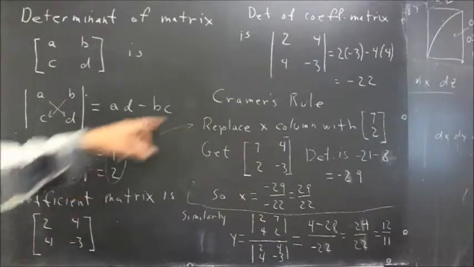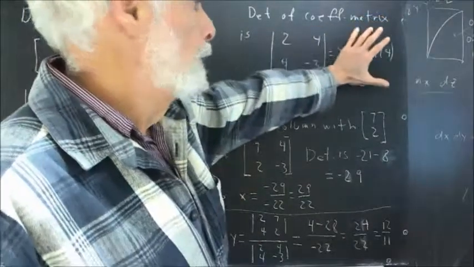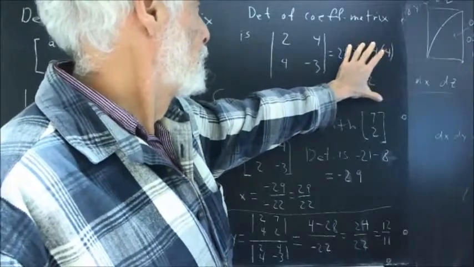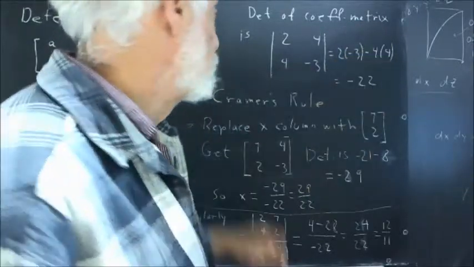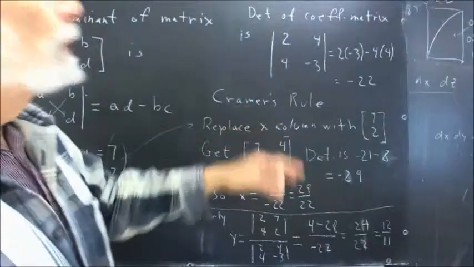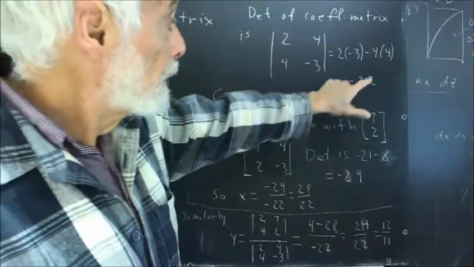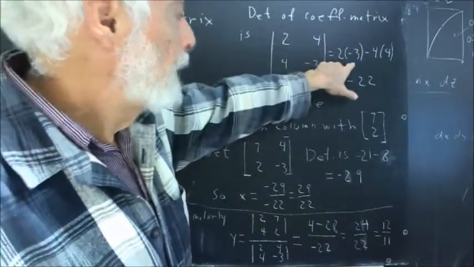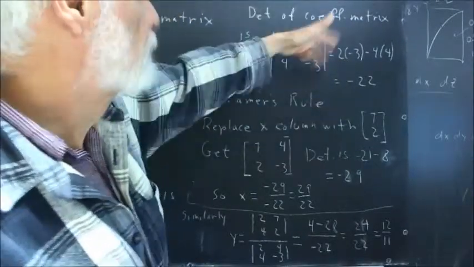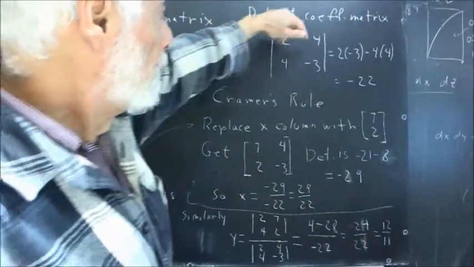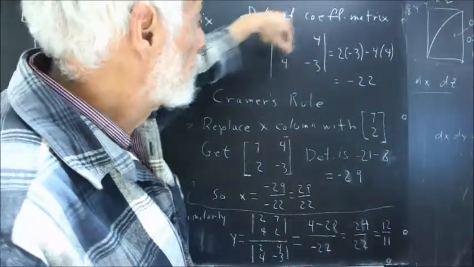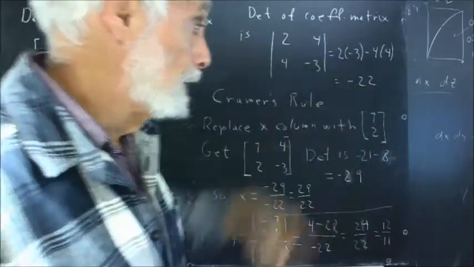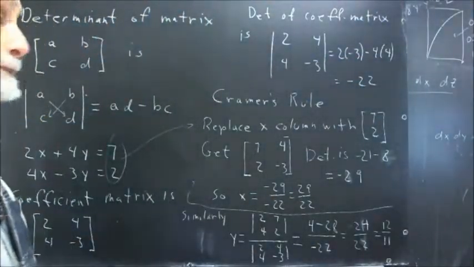Now, let's calculate the determinant of the coefficient matrix. Don't look at what I've written here. Calculate the determinant of this matrix without looking at the results. You should have done that before I moved my hand away. You should have paused. And you end up with negative 22. 2 times negative 3, that's going to be negative 6. I didn't actually show the multiplication there. That's very straightforward. Minus 4 times 4, which is negative 16. Negative 6, negative 16 gives us negative 22.